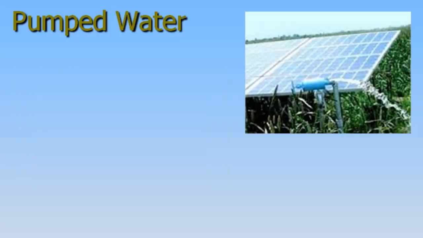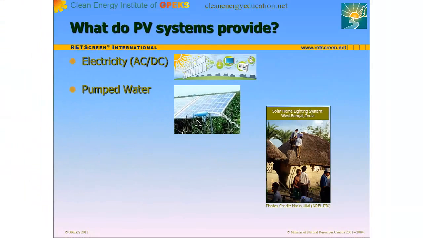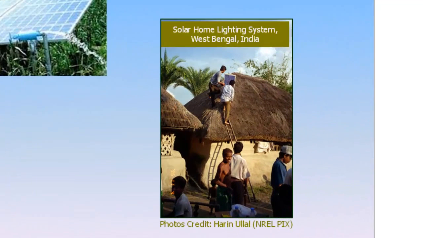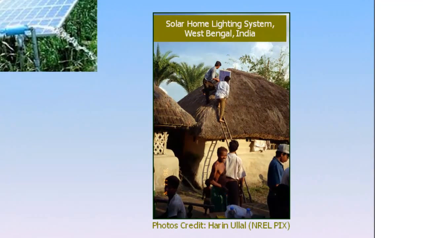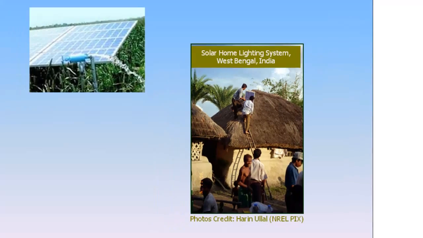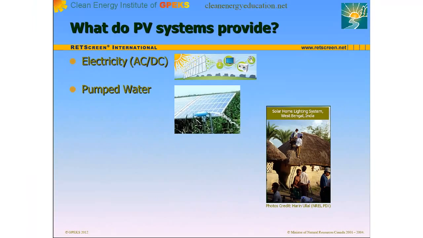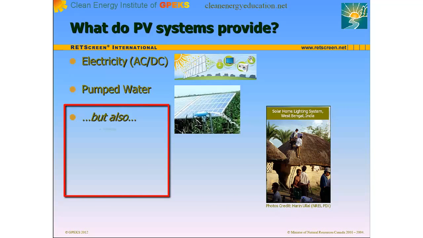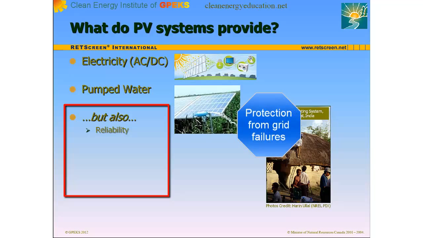Photovoltaic systems have a number of attributes that are as important to some people as their ability to generate electricity or pump water. These attributes are all illustrated in these photographs of a photovoltaic installation on a home in a part of West Bengal, India, that is not served by the electric grid. First, reliability. Photovoltaic modules are one of the most reliable sources of electricity ever developed. They contain no moving parts and will function without human intervention for decades.